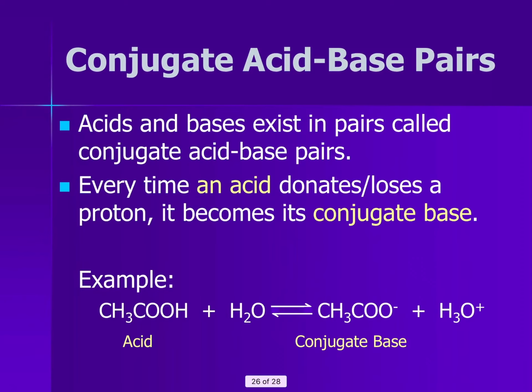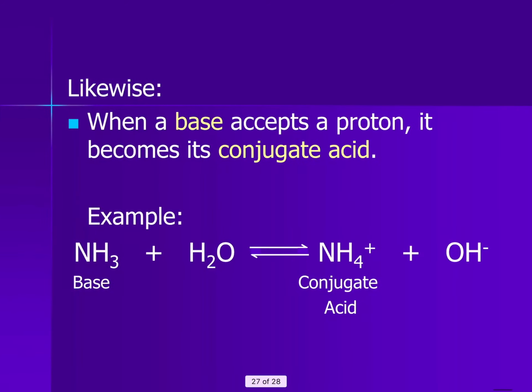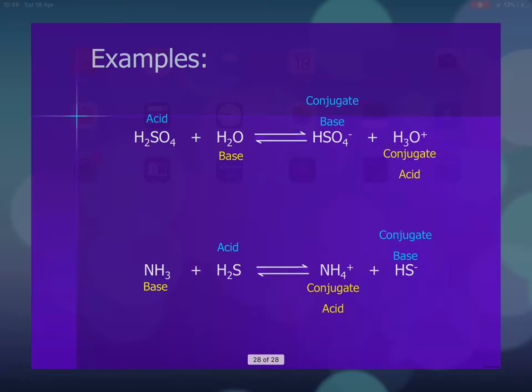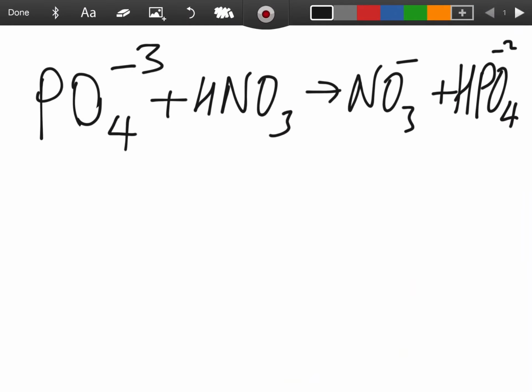So once the acid donates the proton, it becomes a conjugate base. When a base accepts a proton, it becomes a conjugate acid. You can see the example there of the base NH3 accepting a proton, so the NH4 plus then is your conjugate acid. And there are some examples there. But I'm going to do one out now on the show-me board, okay?